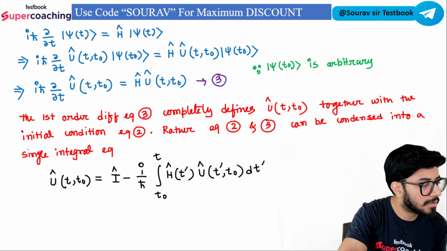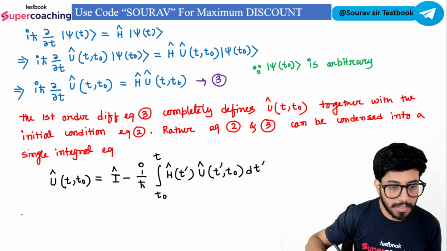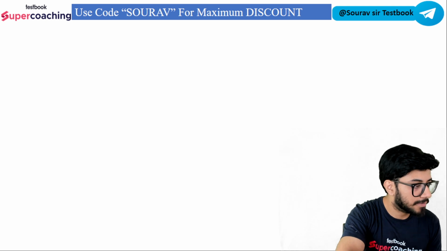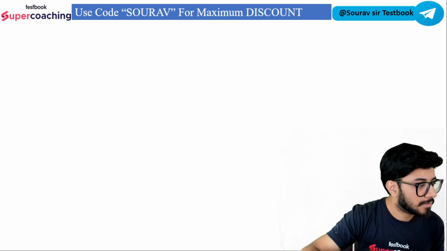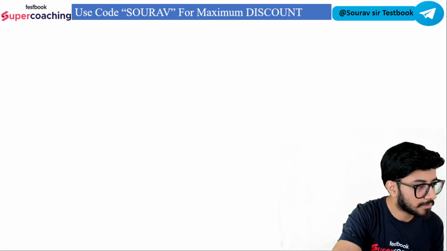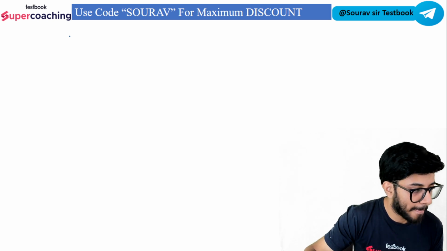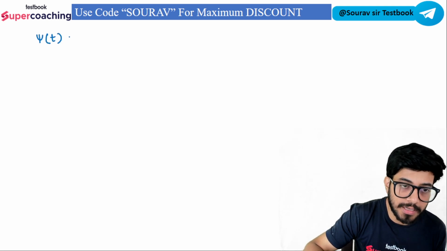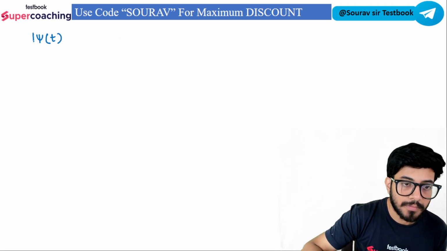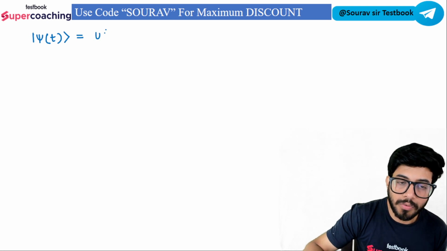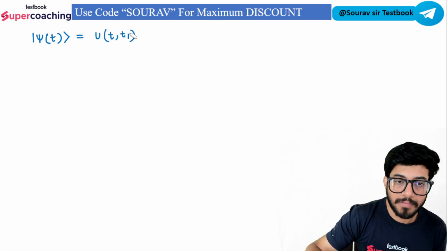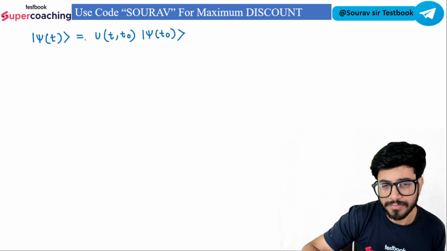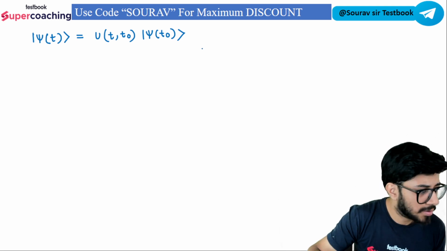There is one more important thing. देखो, एक चीज है ऐसा कि अगर मान लो तुम स्टेट को इवॉल्व करा रहे हो, I can write psi of t is equal to u of t comma t1, t comma t0 psi of t0. I know, right?